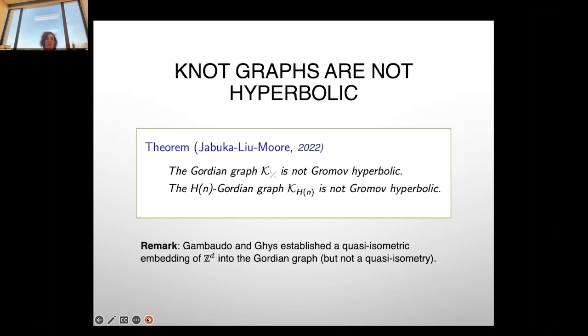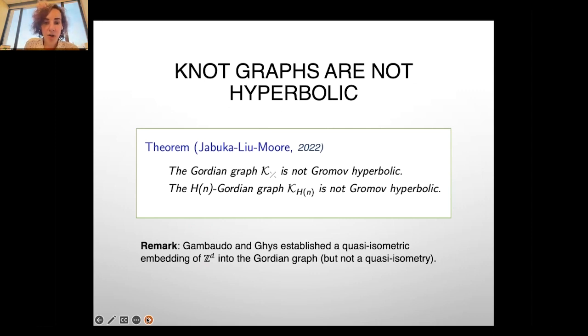So Gambado and Geese established a quasi-isometric embedding of the integer lattice into the Gordian graph. That pretty much says that it is not going to be hyperbolic. This is for crossing changes. It's a quasi-isometric embedding, so it's quasi-injective, but it is not a quasi-isometry. There's no surjectivity statement there.